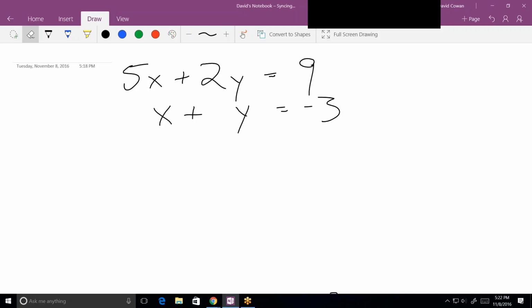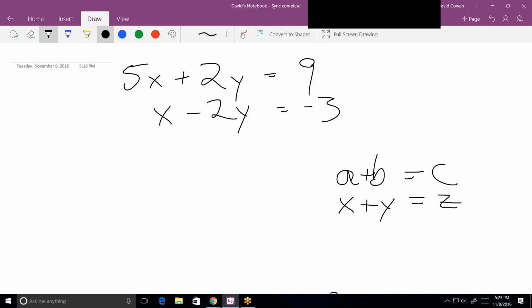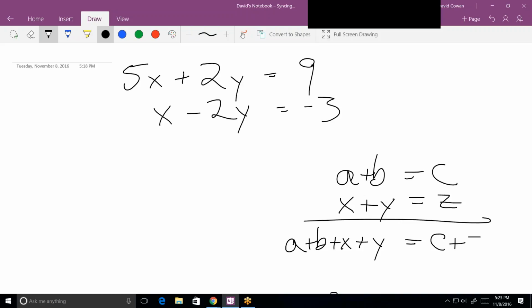I'm going to change this problem just slightly. Let's say those were our two equations. When you have equations, you are always allowed to add any two equations. In other words, if I have a plus b equals c and x plus y equals z, I can add those two equations such that a plus b plus x plus y equals c plus z.